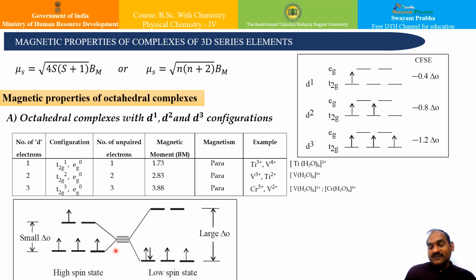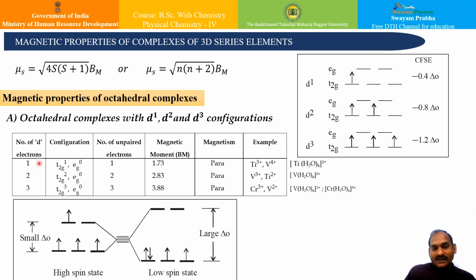So in octahedral complexes with d1, d2 and d3 configurations, if the d orbital contains 1, 2 or 3 electrons, they will definitely go to the t2g orbitals and remain unpaired, and therefore they will always have a high spin complex. They will always prefer high spin complexes, and the electronic configurations can be shown like you can see over here. We can even see the further details of this.